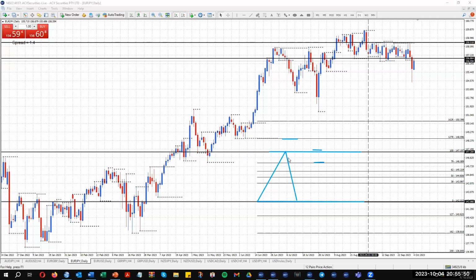Azure, you want me to have a look at the NAS 100? All right, well, let's just finish off with that. Quick look at most recent price action.